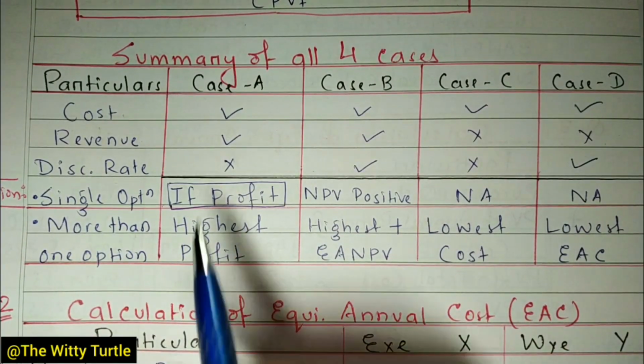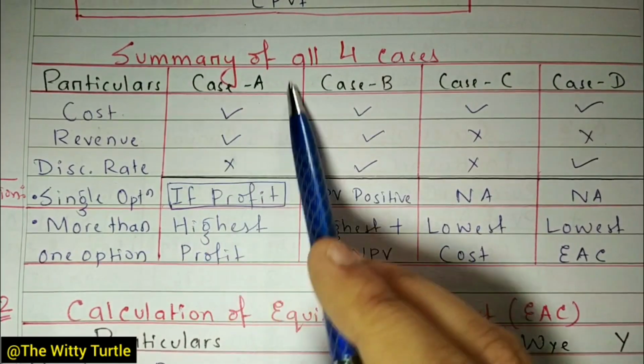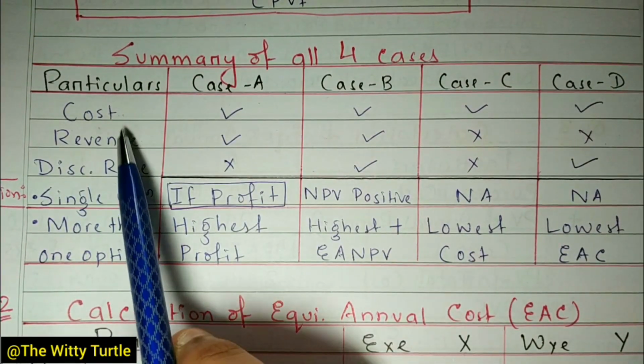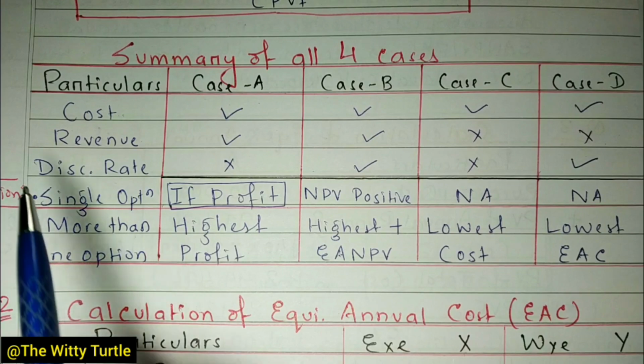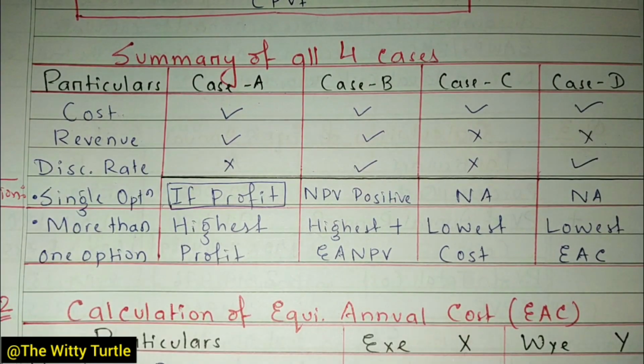Then you have to check whether the cost is given or whether the revenue is given or whether the discounting rate is given, right? So the first case says when cost and revenue both are given in the question but there is no concept of discounting rate.